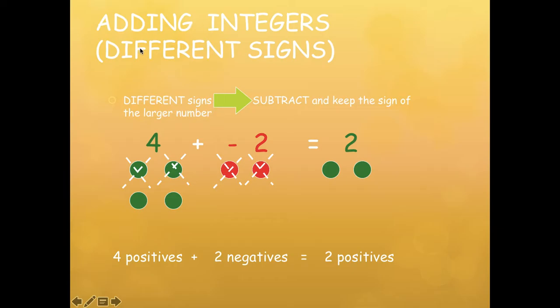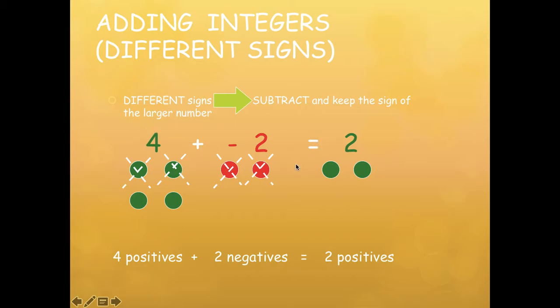Once again, when you find different signs, the rule is DSS, which means different signs subtract. So first you will subtract, then what about the sign? Keep the sign of the larger number or the greater number. So 4 and -2. Which one is the larger number here? 4. So we'll keep the sign of the positive 4.